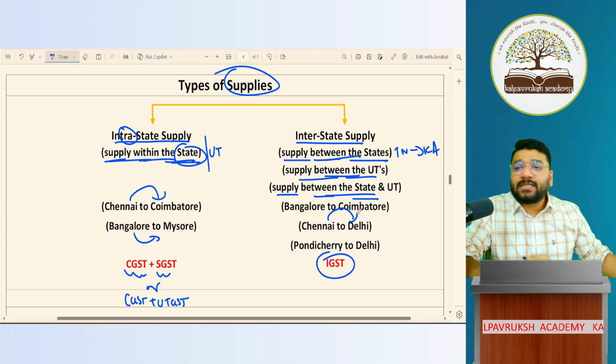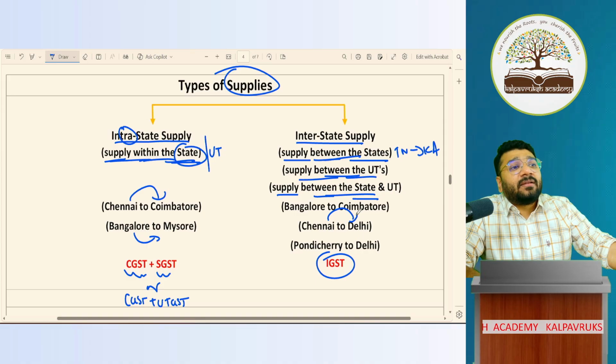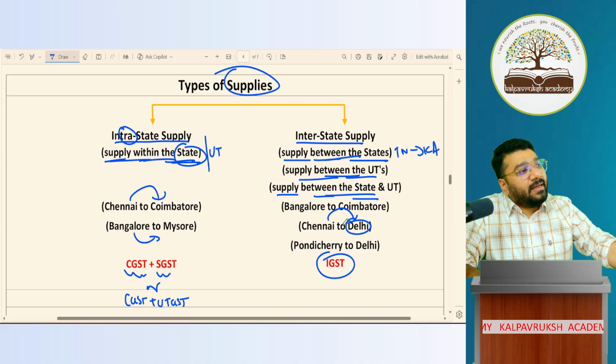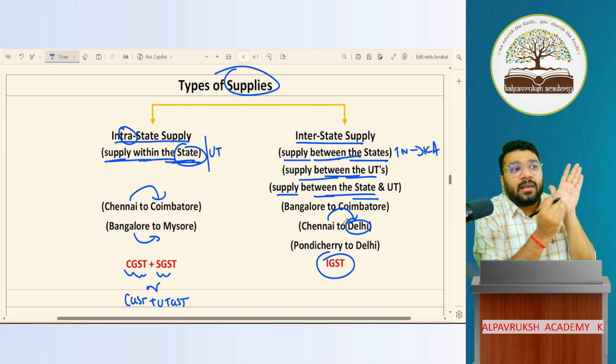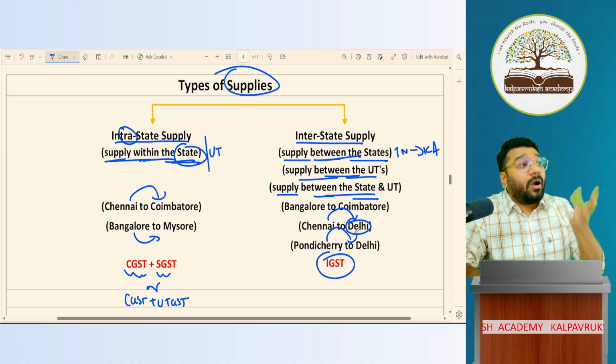Chennai to Delhi, what supply is it? Interstate supply. Chennai is in Tamil Nadu state. Delhi is a union territory. Interstate supply. So what GST will come in the bill? IGST.